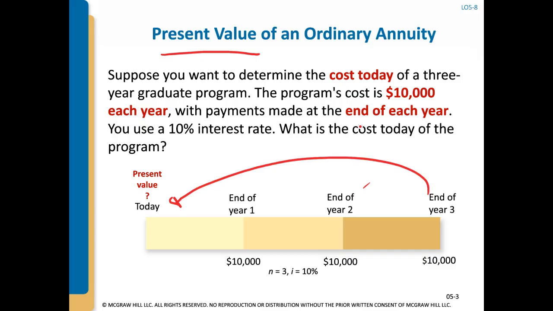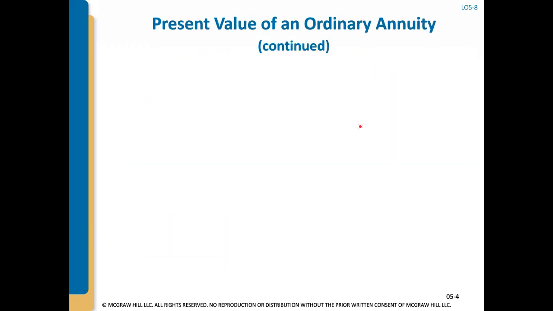So suppose you want to determine the cost today, that's the present value, of a 3-year graduate program. The program's cost is $10,000 each year with payments made at the end of each year. When we see the end of each year, we know it's an ordinary annuity. You use a 10% interest rate. What is the cost of the program? So we need to figure out the cost when we have 3 $10,000 payments made at the end of the year. We know our N, our number of periods, is 3, and our interest is 10%.